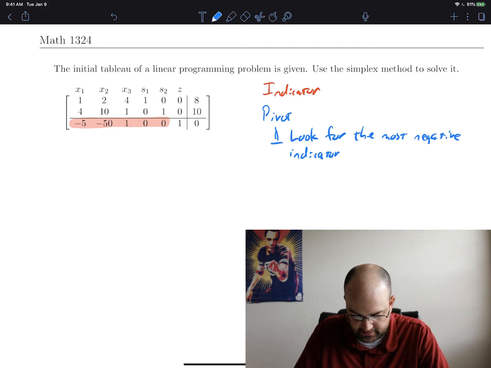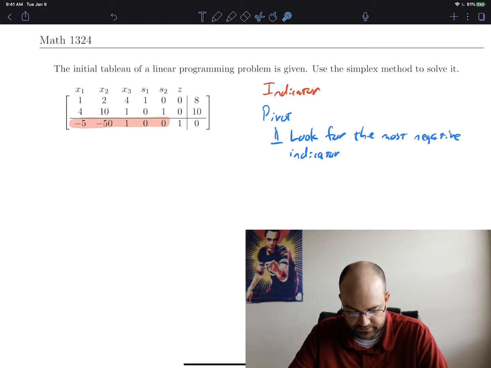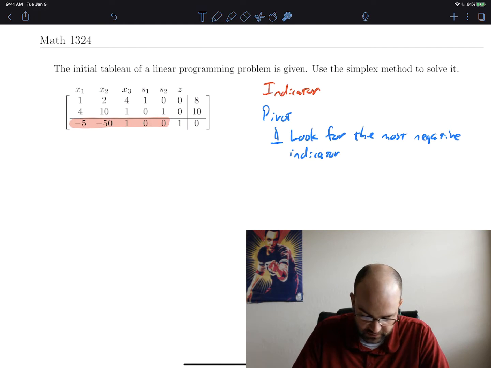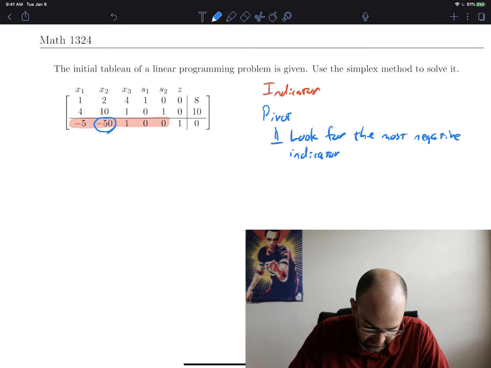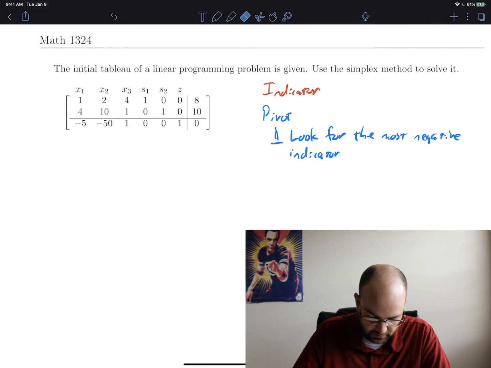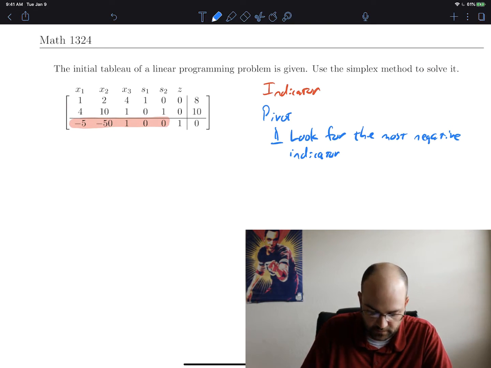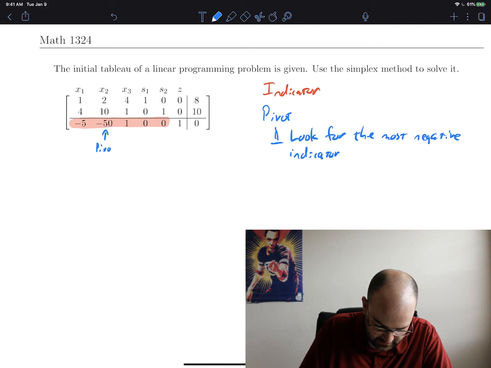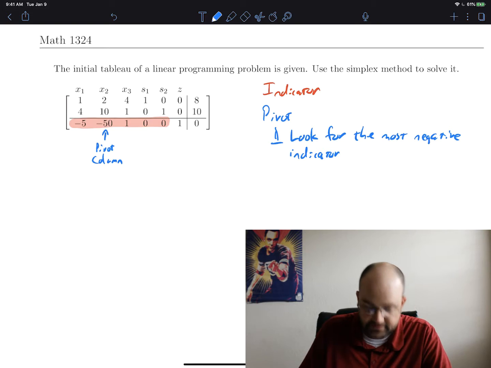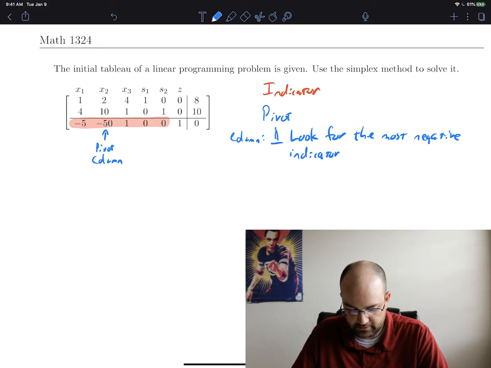Now in this case, we have negative indicators of -5 and -50, and the others are either positive or 0. We don't worry about those. Now, if you have no more negative indicators, you're done. But what we're going to do here is look at the most negative, which is that -50. Since -50 is the most negative number, this is in fact my pivot column. So to find the pivot column, first you look for the most negative indicator.